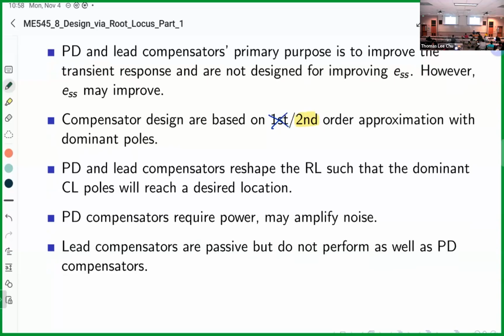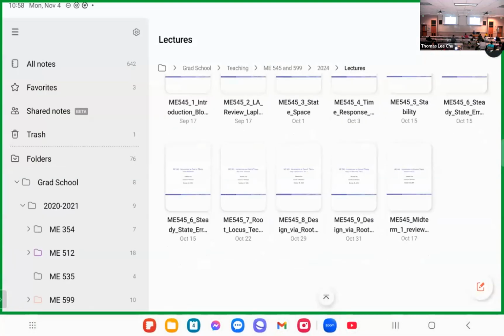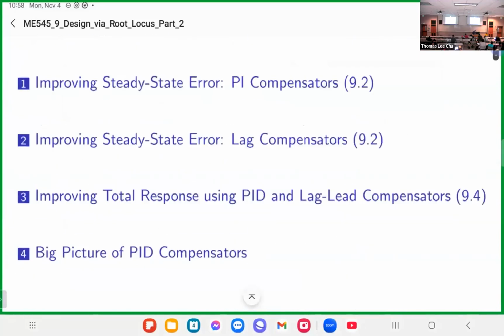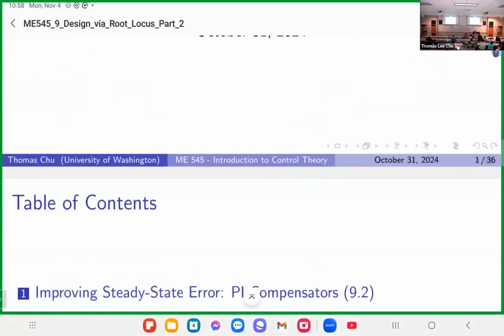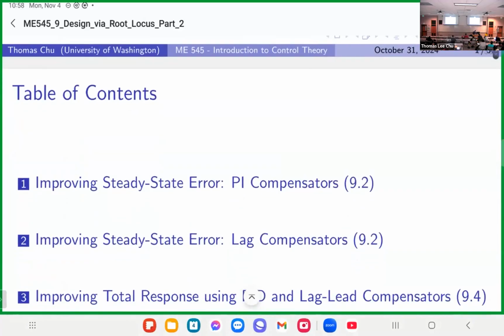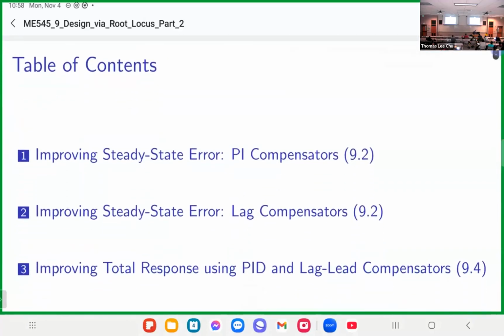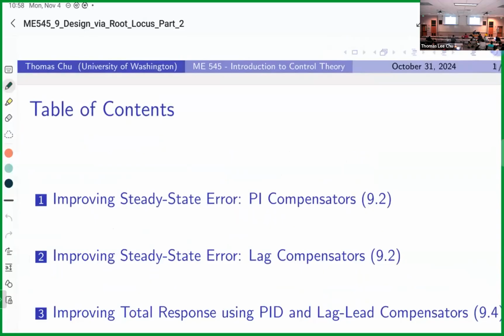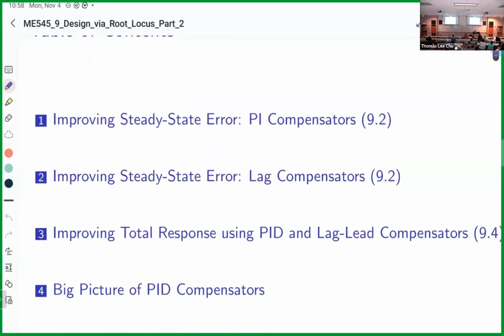So that wraps up chapters 9.1 through 9.3. Then we're going to go on to design via root locus part 2, which is going to cover PI compensator and lag compensator, which is section 9.2. And then finally, we're going to be talking about the total response using PID and lag-lead compensator. This is where we combine everything. This is also a long lecture, 36 pages. Most likely for midterm 2, we'll probably just get to PI and lag compensators, and I don't think we'll be covering that on the exam.